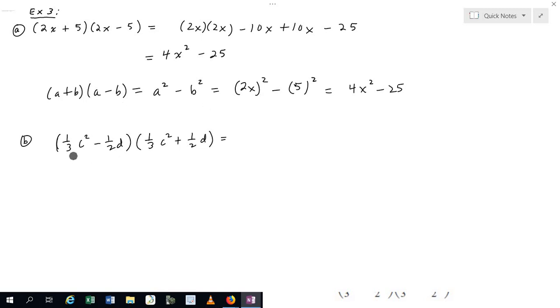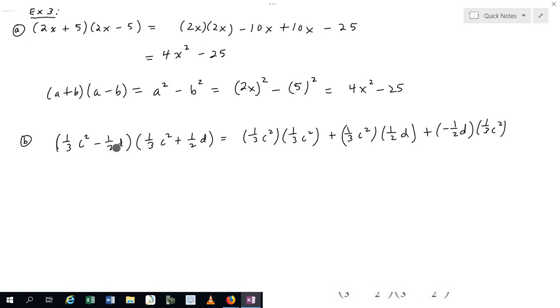Okay, so the first would be 1/3 c squared times 1/3 c squared. All right, outer would be 1/3 c squared times 1/2 d. All right, the inner would be minus 1/2 d times 1/3 c squared. And then the last would be minus 1/2 d times a positive 1/2 d.